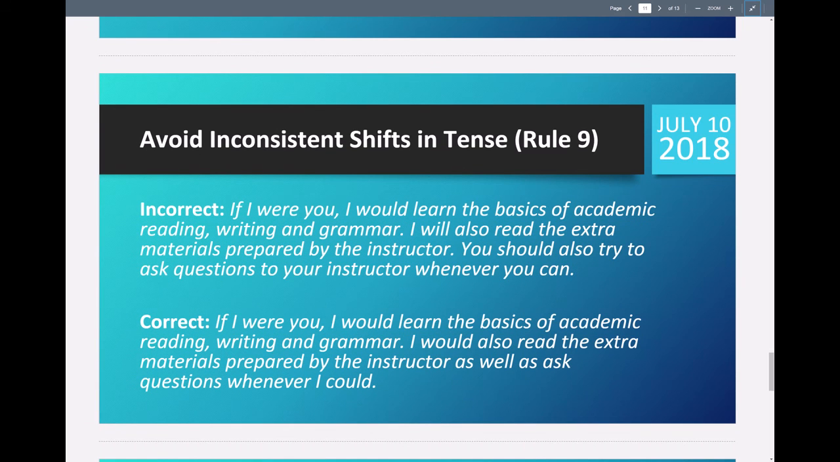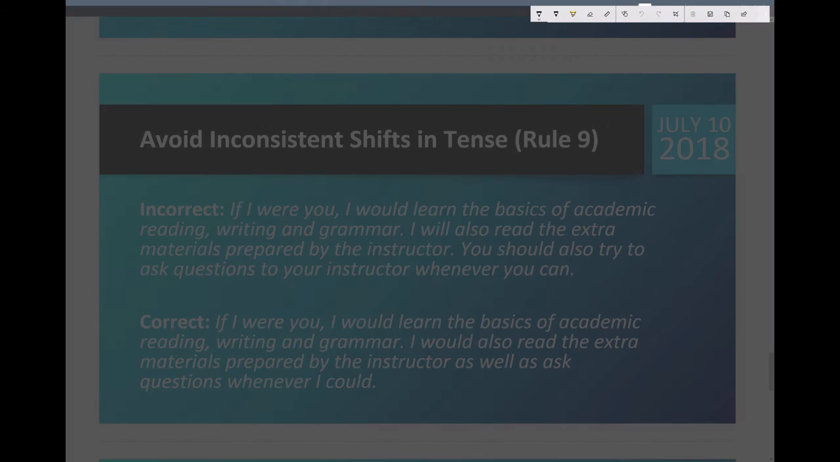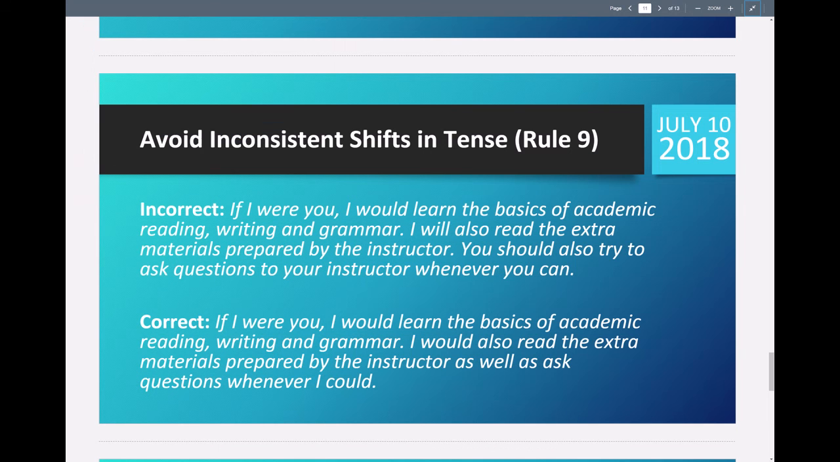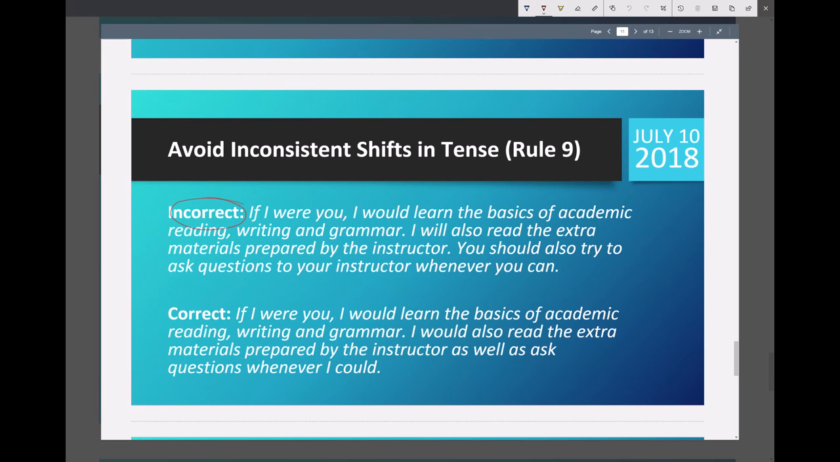Alright, rule number 9 example. Avoid inconsistent shifts in tense. Two sentences again, incorrect and correct. I'll read the incorrect one first.